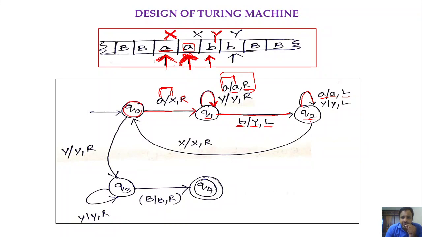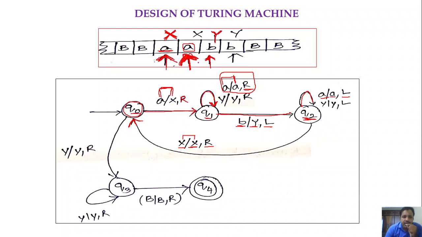So that's why in Q2, if we get X, X will be replaced with X itself. That means we are keeping X as it is and moving the head towards right. And we are moving from Q2 to Q0. Why are we moving from Q2 to Q0? Because Q0 is the state where we are searching for one particular A symbol and we start matching its corresponding B. That's why we are moving from Q2 to Q0.